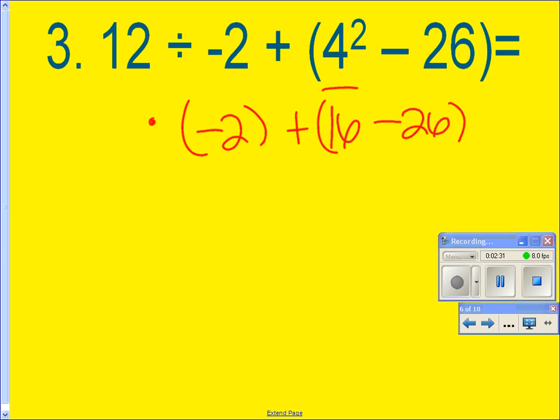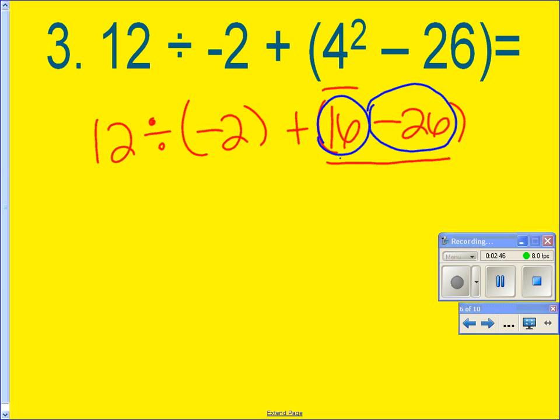Okay, then the next step, we still have parentheses, so we have 16 minus 26. Doing the circles, we have 16 and minus 26. The 16 is team positive, the minus 26 is team negative. So the negatives win by 10. So it's negative 10. Bring everything down. You can put the negative in the answer just to keep the negative sign with the number.